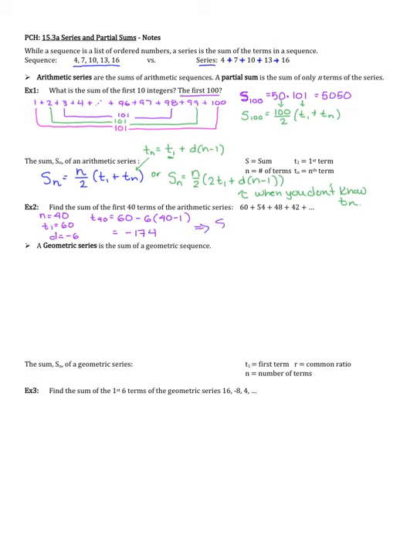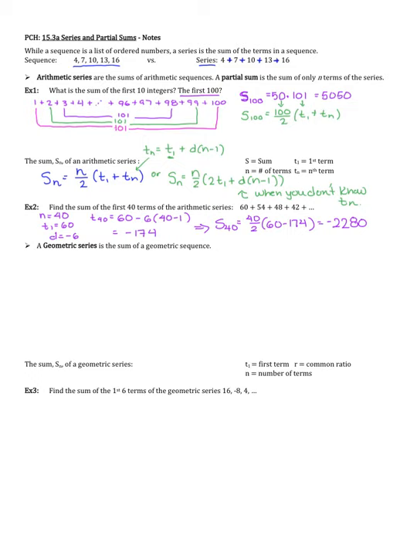So we can put it all together. S sub 40 is going to be 40 divided by 2, times 60 minus 174. And that will give us negative 2,280, which makes sense that it should be negative because you're adding successively smaller and smaller and eventually negative numbers. Okay, so that's it for the arithmetic series. So you have your S sub n equals n over 2, t sub 1 plus t sub n, unless you don't know t sub n.